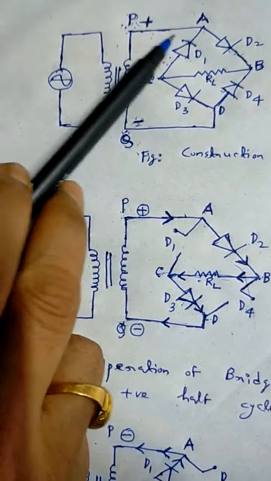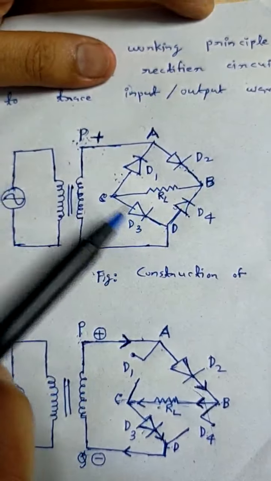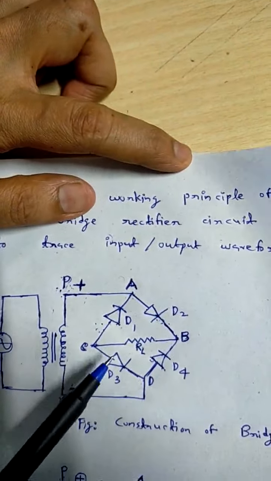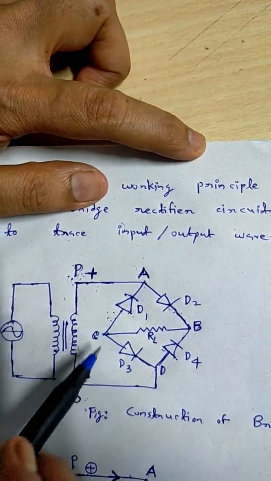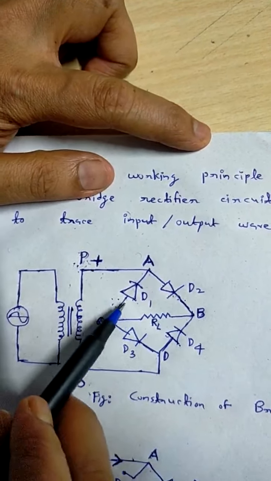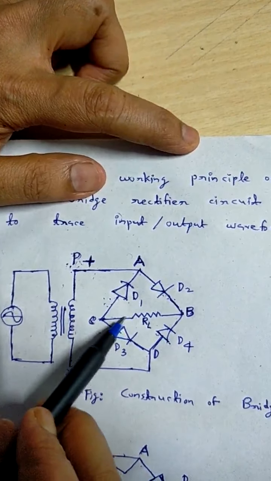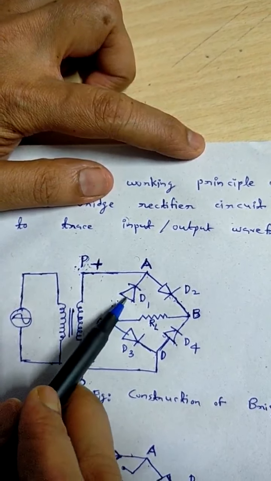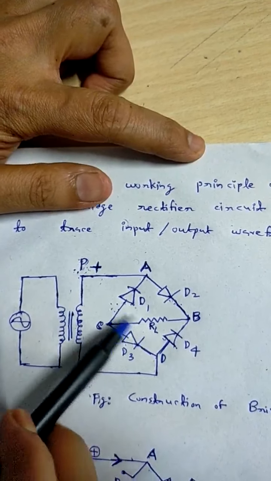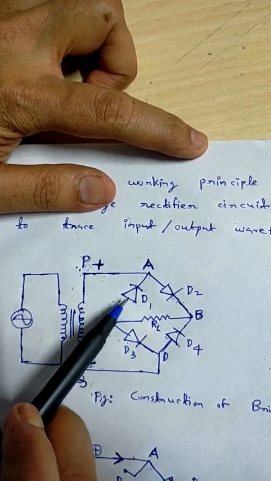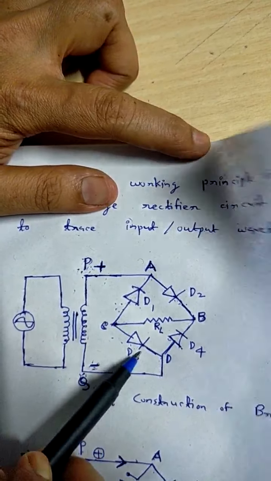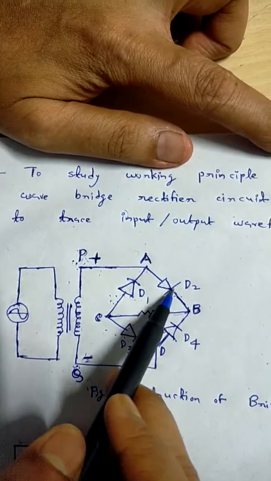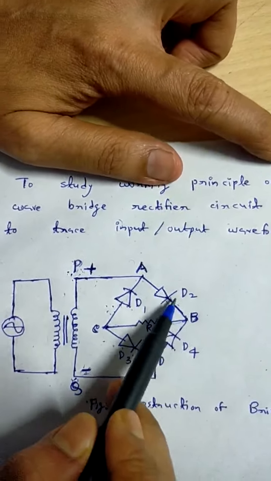And see, in this bridge circuit, one thing you should know: the bridge circuit is constructed in such a way that the load resistor should be connected so that one terminal of the load resistor is connected at the common point of the anode points of the diodes D1 and D3, and another terminal of the load resistor should be connected at the common cathode point of diodes D2 and D4.